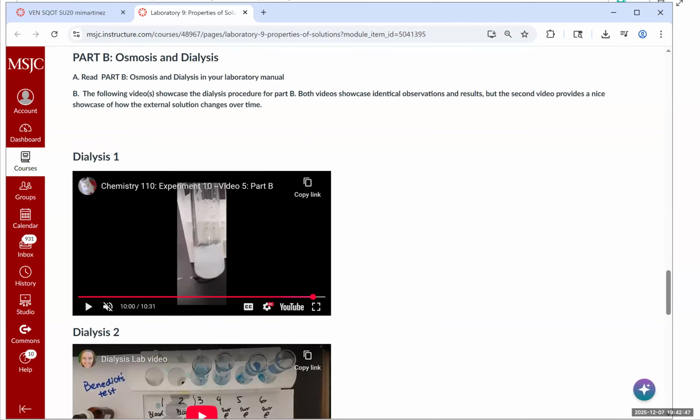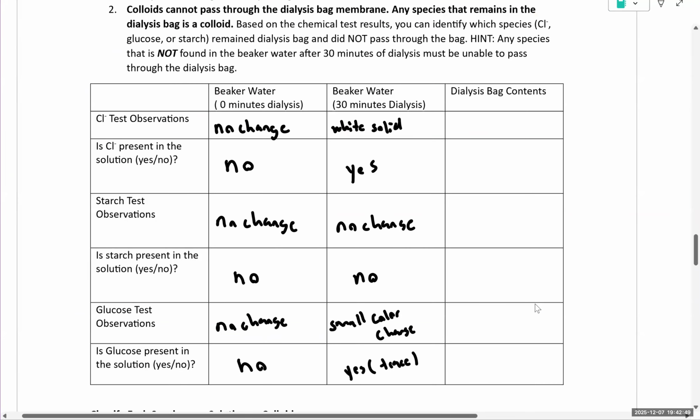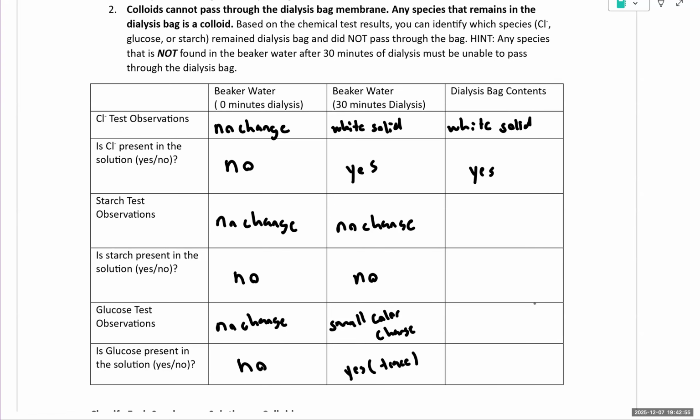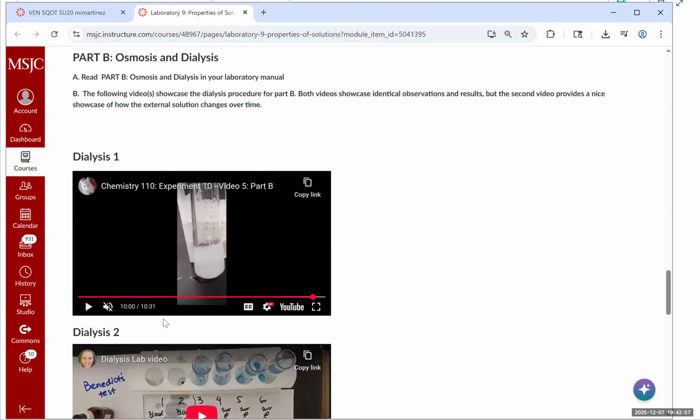So here is the chloride test using silver nitrate. So for the contents of the dialysis bag, we see that characteristic white solid. So for the chloride test, the dialysis bag contents, we observe a white solid. So yes, chloride is present.